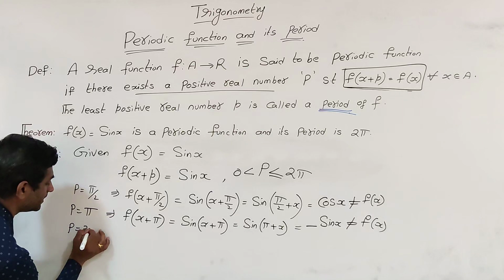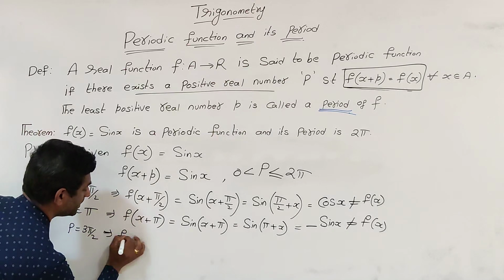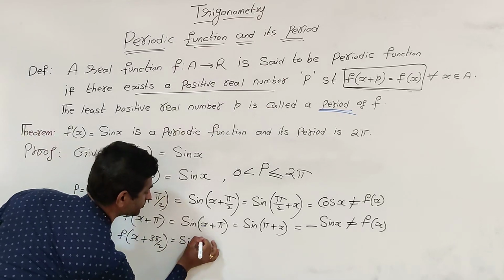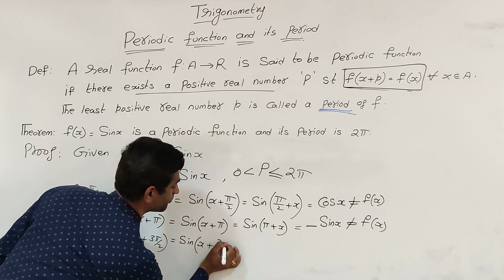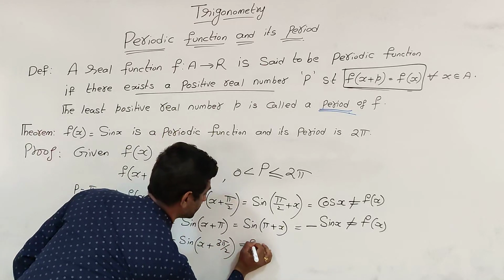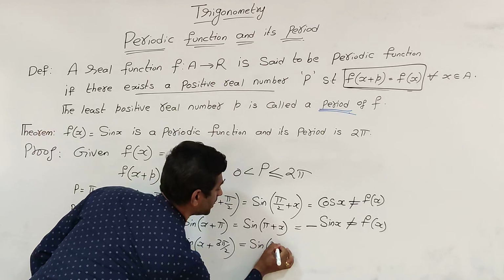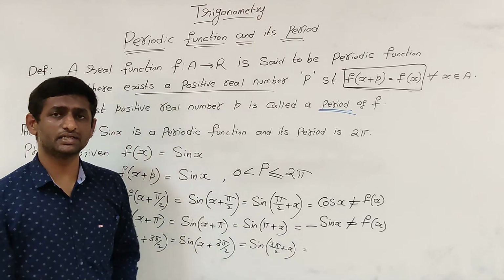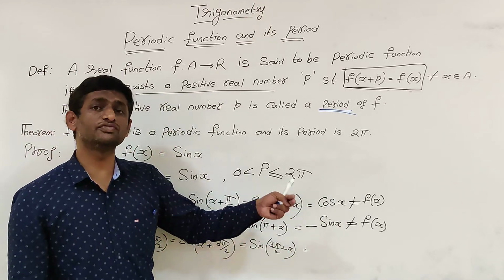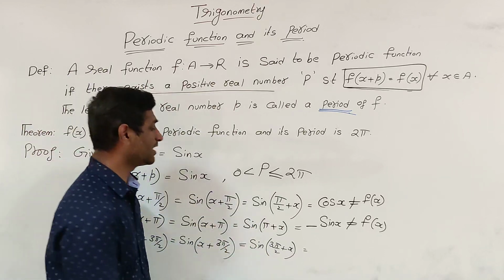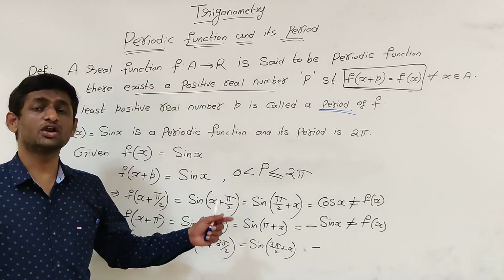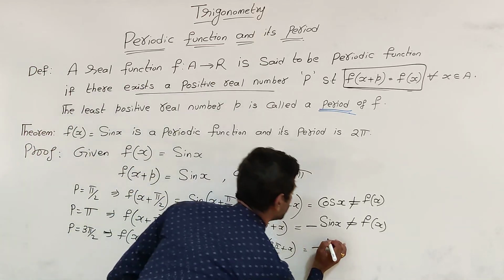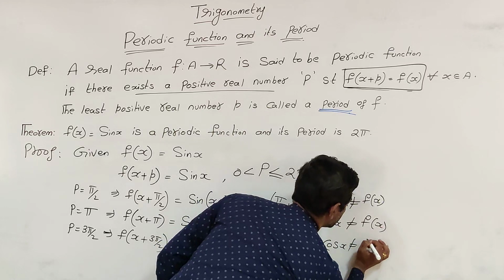Next, we'll go for p. If p is 3 pi by 2, then what will be f of x plus 3 pi by 2? That is sin of x plus 3 pi by 2, that is sin of 3 pi by 2 plus x. 3 pi by 2 means it is 270 degrees. 270 plus theta lies in the fourth quadrant. In the fourth quadrant, sine is negative, and the trigonometric ratio changes since it is an odd multiple of 90. So it will be minus cos x. So again, it is not equal to f of x.